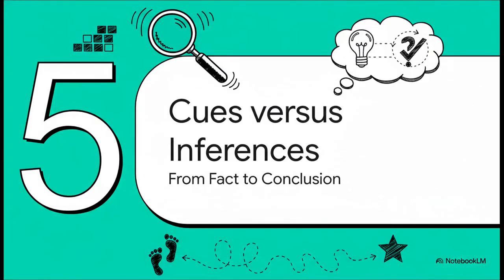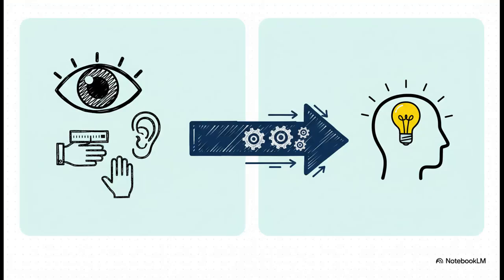Okay, this brings us to what might be the most critical thinking step in this entire investigation. This is the moment where you make that leap, from just collecting raw facts to actually solving the case and drawing a conclusion. So what is the difference between a cue and an inference? You've got to know this. It's super high yield for the NCLEX.